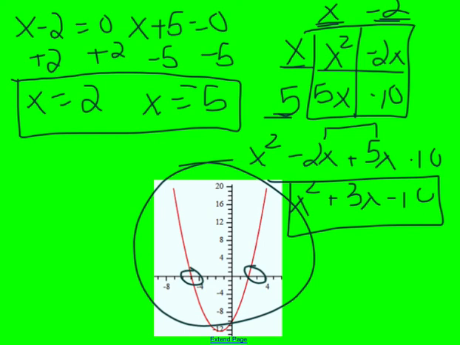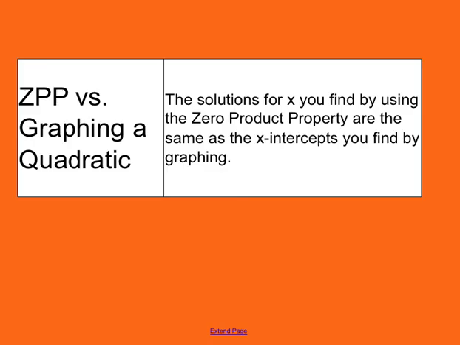Okay, so let's just conclude that and get that written on our note sheet. The solutions for x you find by the zero product property are the same as the x-intercepts you find by graphing. So I want you guys to write that down and make that note because that connection is really important. That's why we do the zero product property, so that we can have those x-intercepts, okay?